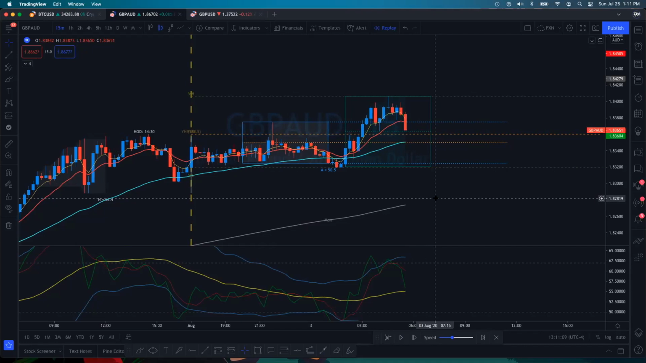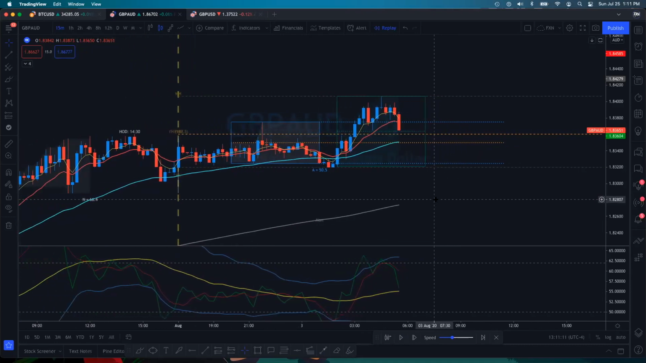So there would be a trade right here. Would you guys consider this a railroad track? Sam says yes. What else? What do the rest of you guys think? Yes or no?